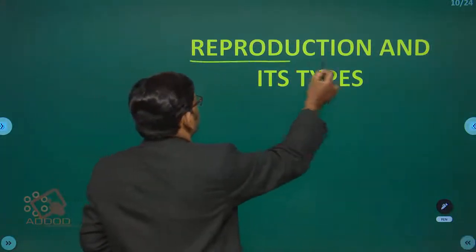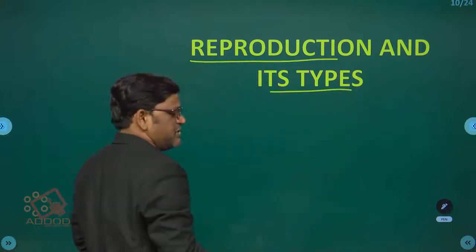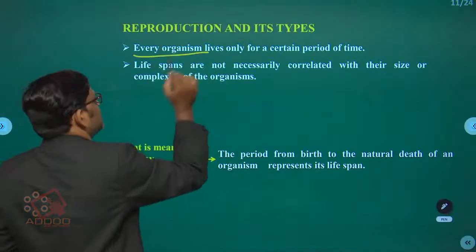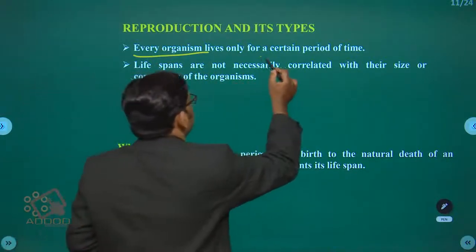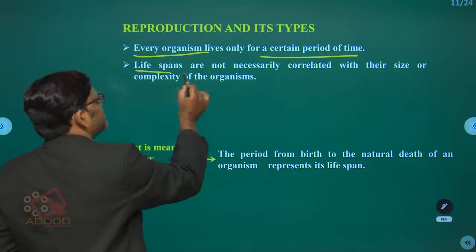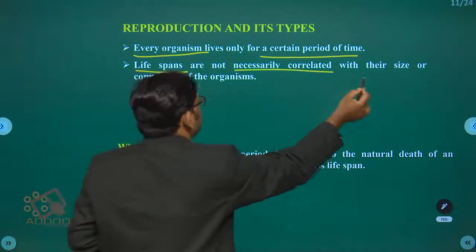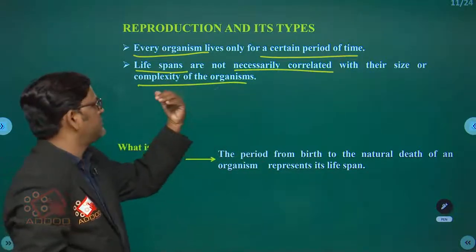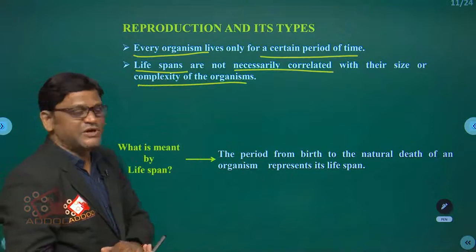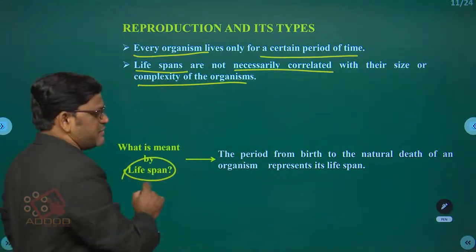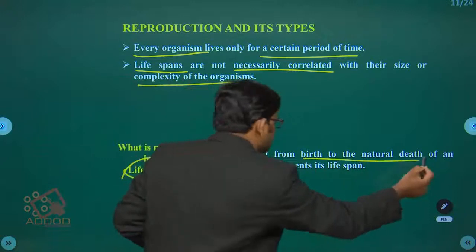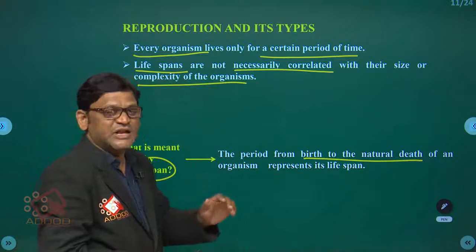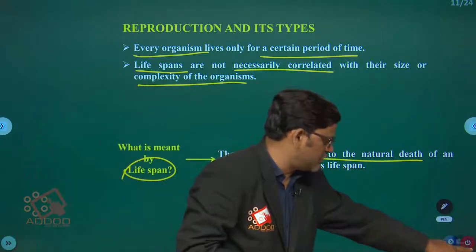Let us see our actual topic, reproduction and its types. Basically, every organism lives for a certain period of time, and those lifespans are not necessarily correlated with their sizes or the complexity of the organism. Lifespan doesn't depend upon the size or the complexity of the organism. Then what is lifespan? The period from birth to natural death represents its lifespan. So lifespan varies from organism to organism.